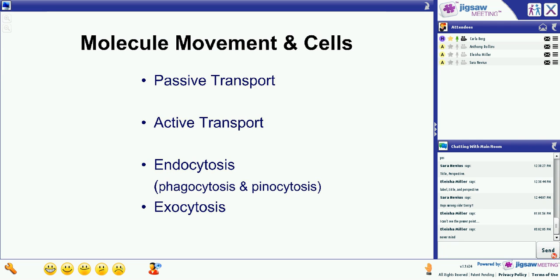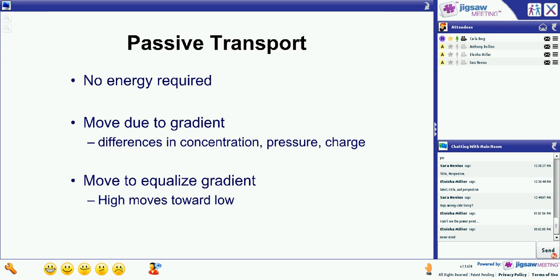So moving in and out of a cell, when we were talking about the plasma membranes, there's four types of main movement: passive transport, active transport, endocytosis, and exocytosis. Passive transport is the easiest. There is no energy required for passive transport. It just happens. And it happens because of a gradient. That gradient could be a difference in concentration, it could be a difference in pressure, or it could be a difference in charge, meaning positively charged and negatively charged. And the movement occurs to equalize the gradient.